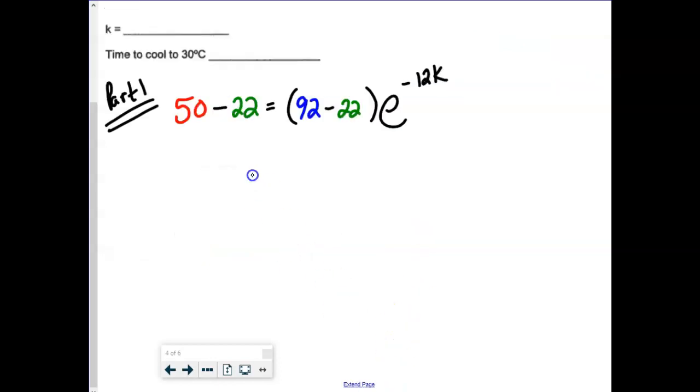Ready? Everyone have that written down? Okay, these are your notes, so I don't encourage lots of skipping around as far as where the numbers are coming from. So even though you want to take shortcuts, maybe now's not the time. Ready? 50 minus 22, isn't that 28? And then this is a 70 times e to the negative 12k. A little simplifying here. All right, before I do any logarithm work, I'm going to divide both sides by 70.